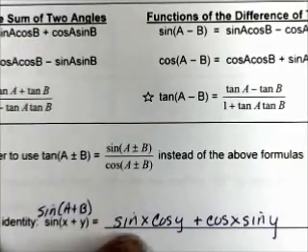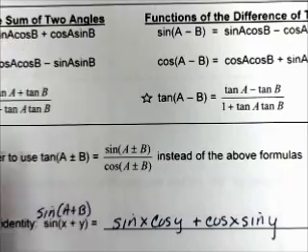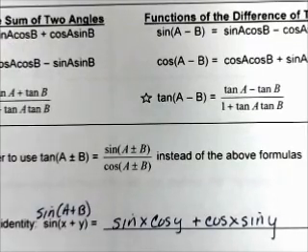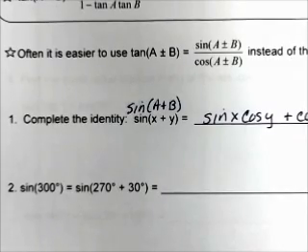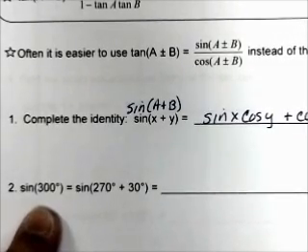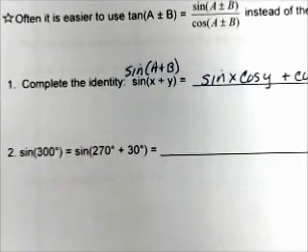Just substituting x in for A and y in for B. Next, let's find the sine of 300. Now, 300 degrees is equivalent to 270 plus 30.